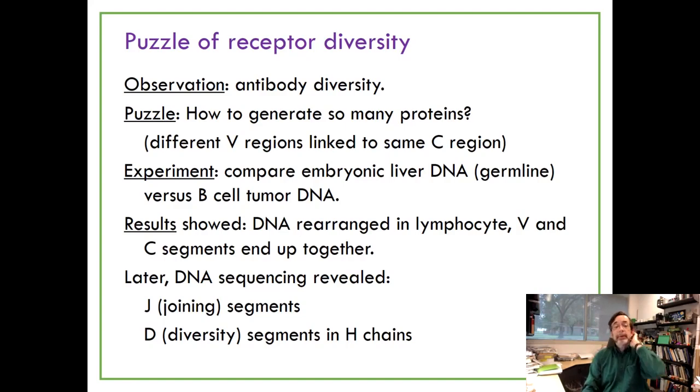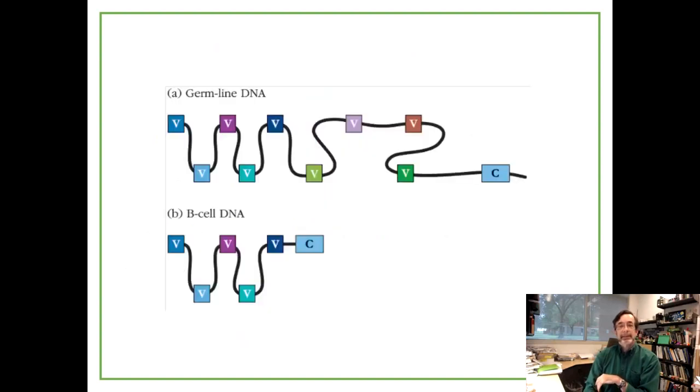With more sequencing, we eventually realized that the V and C segments were only the biggest and easiest to see. There are also smaller segments called J between the V and C, so they're joining segments. And then in the heavy chains, there's even a fourth kind of segment, which is D, and they ran out of names, so they just said these generate diversity. Let's call them diversity segments.